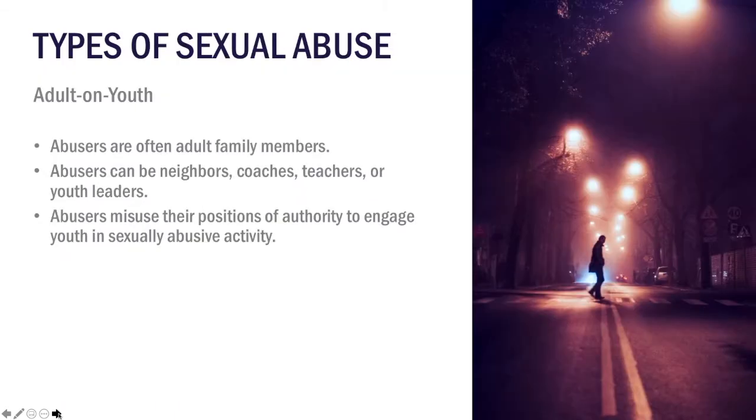Types of sexual abuse. Adult on youth. The most common type of sexual abuse is adult on youth abuse. Abusers are often parents, step-parents, or other adult family members. Abusers can also be other adults known to the child, such as neighbors, teachers, coaches, or youth leaders. Abusers misuse their position of trust and authority over children to engage them through the grooming process in sexually abusive activity.